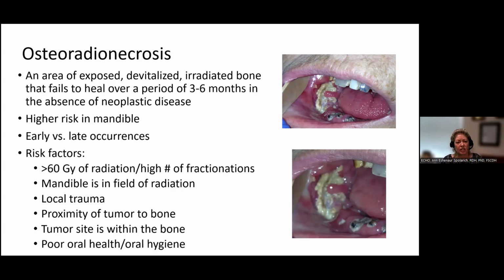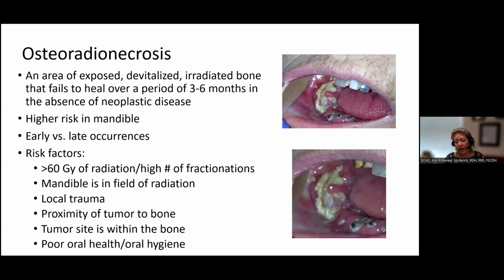Thank you. Sure. Okay. So watching our time, I apologize, some of these pictures are a little bit tough. One of the oral complications associated with radiation therapy is a condition called osteoradionecrosis. And this is an area where you get exposed bone that has been irradiated and it's no longer vital. And so what happens is we have a failure to heal. And it typically shows up about 3 to 6 months in the absence of cancer, so post-treatment.